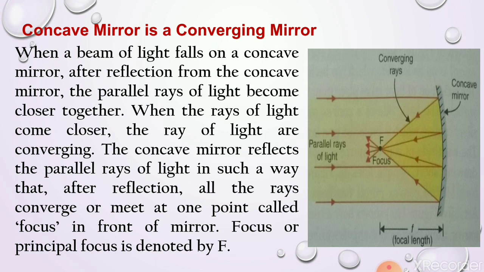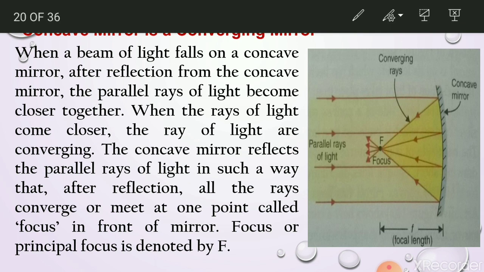Suppose a parallel beam of light is falling on a concave mirror, and after reflection from the concave mirror, the parallel rays of light become close together. As you can see in the diagram, these parallel light rays are falling on the reflecting surface of the concave mirror, and after reflection they come close together, meaning they meet at one point. So the light rays are called converging.